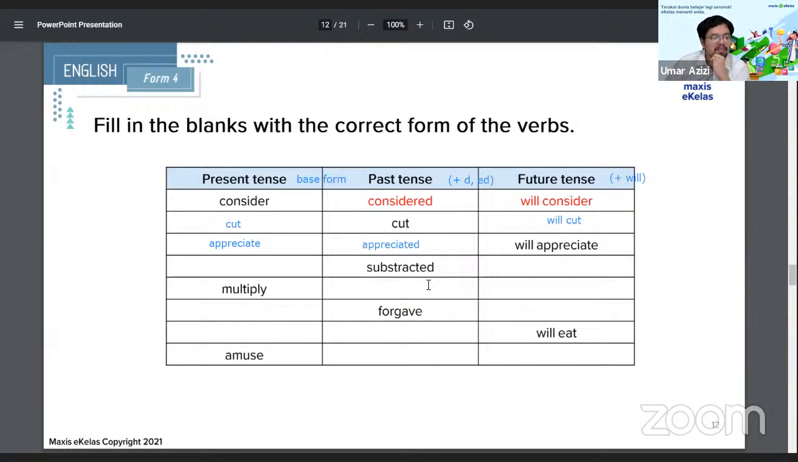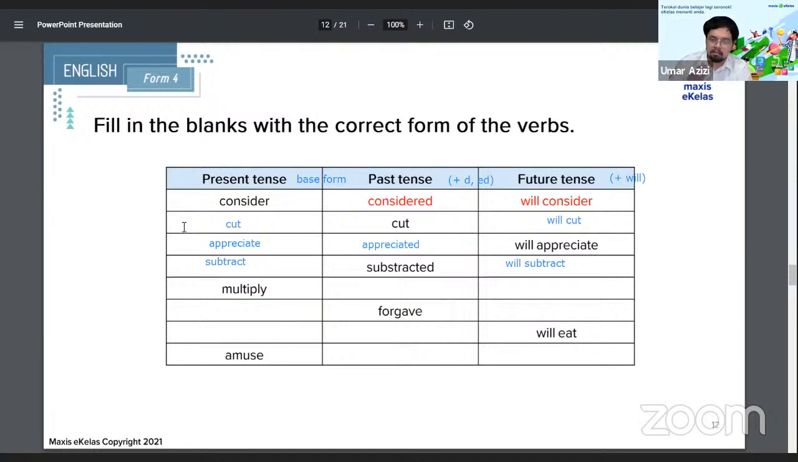So we have subtracted. That means we had to have added a D or ED to the word. Subtract is a word by itself, so we can put here subtract. Yes, betul, Rian. And then for future tense, it's the base form preceded by will. So you add will before subtract. So here we have will subtract. Example of the sentences: subtract 3 from 5 and you will get -2.